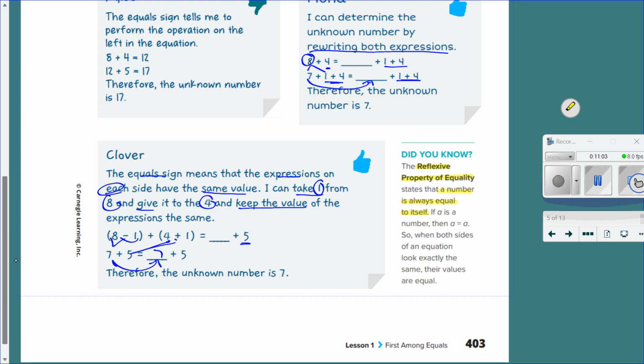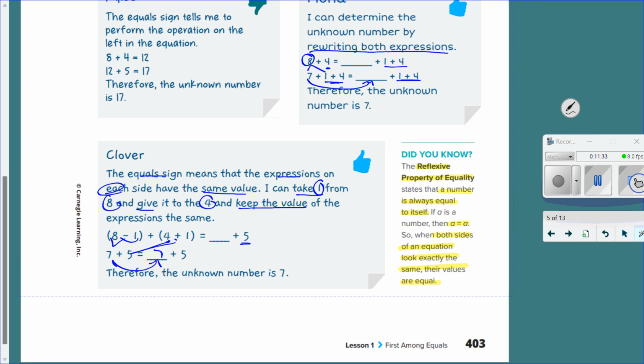Might sound kind of silly, but it's actually one of the basics of mathematics. We're saying if I have A equals A, I've actually got my solution. When both sides of an equation look exactly the same, their values are equal. Oh my god. So literally all we're doing is breaking these numbers down so that we make both sides of our equation look the same. This is one of the methods we can use to be able to solve our equation.